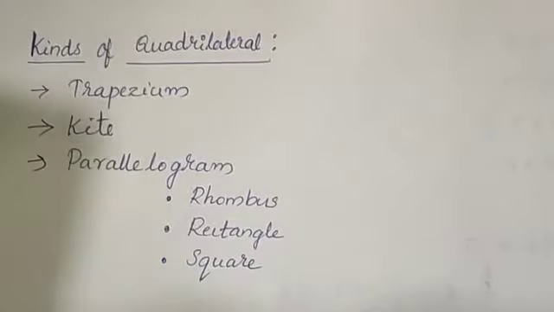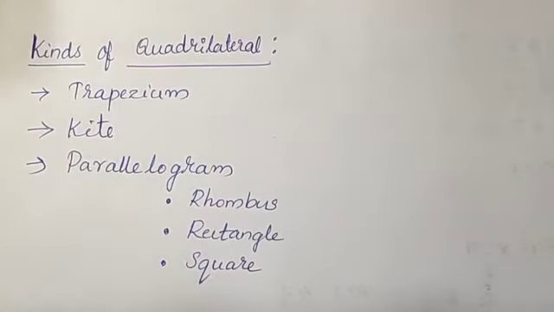Hello my dears. In last class we discussed kinds of quadrilateral. Let's see once again. The kinds of quadrilaterals are trapezium, kite and parallelogram. There are special types of parallelogram. They are rhombus, rectangle and square.